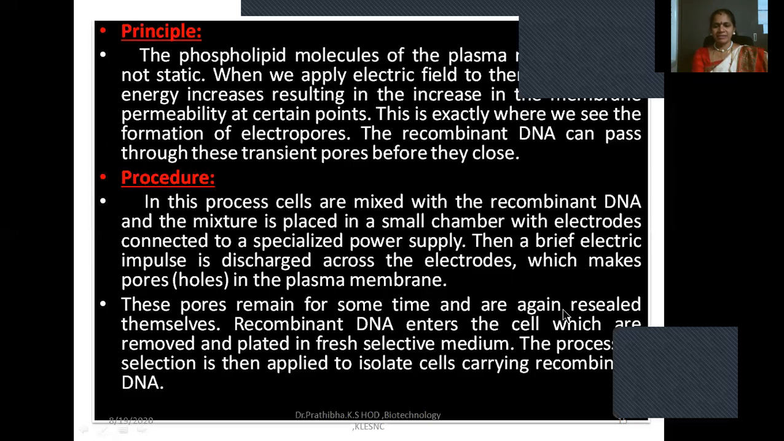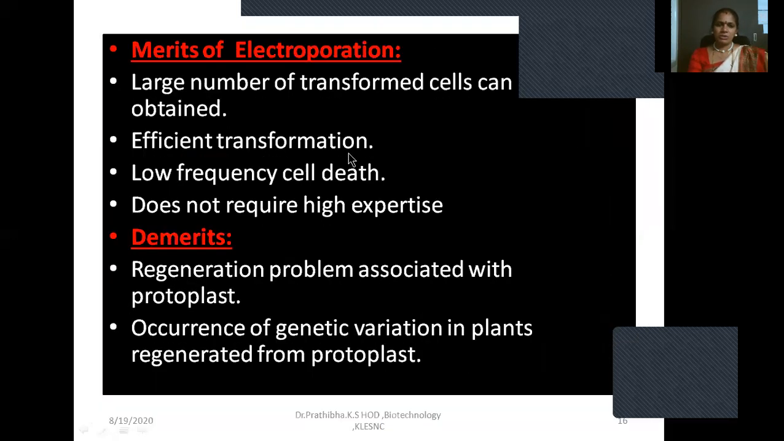Recombinant DNA enters the cell. The cells are then removed and plated in fresh selective medium for further screening and selection. The process of selection is then applied to isolate cells carrying only the recombinant DNA molecule.